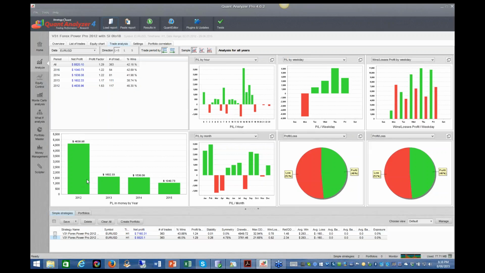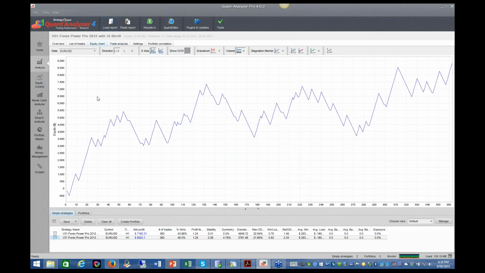But you can see over the 4 years, we had a great year in 2012, but then the strategy has been progressively giving us worse results. It would appear that Monday has not been a good day, and March, April are bad, and August is bad. That could be summer holidays, who knows. So that was one that we're doing, and if you look at the equity chart, it's a bit rough, but at least there's a general trend up.